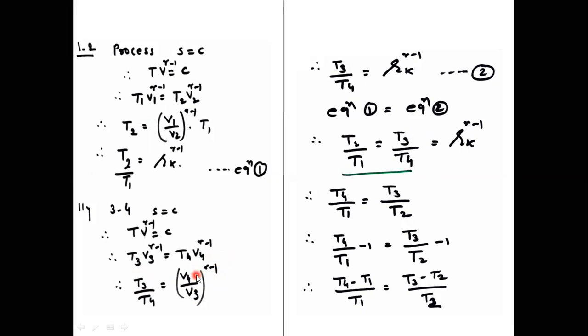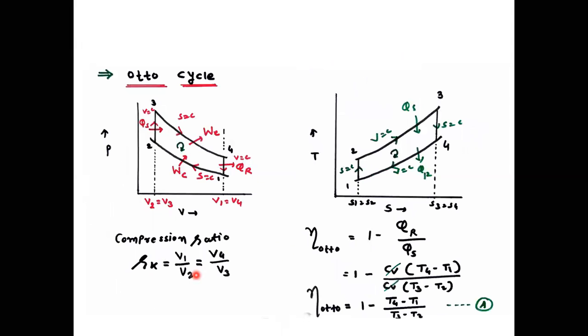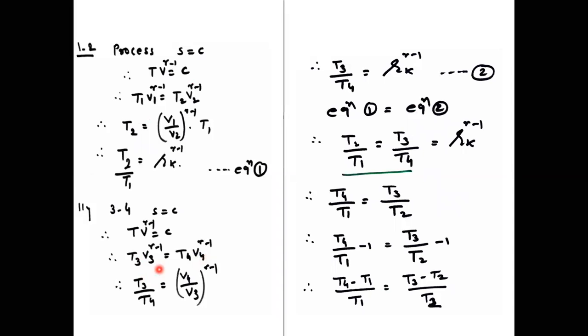And as we know, V4 divided by V3 is RK. So instead of V4 divided by V3, I can put RK raised to gamma minus 1. Say equation number 2.